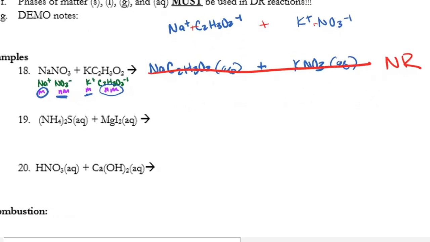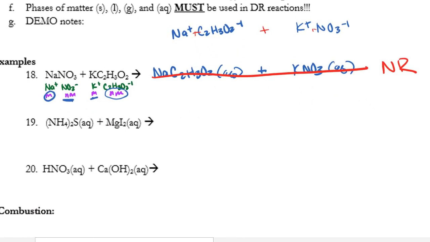So now we have number 19. So we'll do one more together. So this one's a little more complex because it has subscripts. So we have NH4 subscript 2S. So again, I'm just going to show my work.